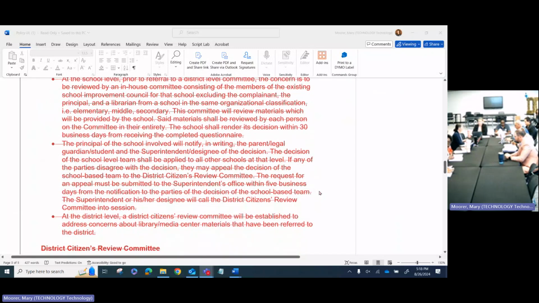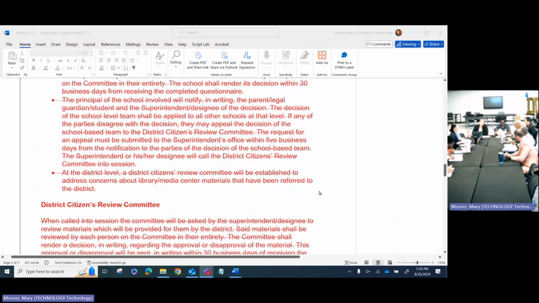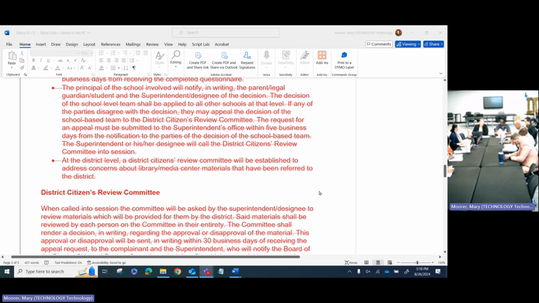It is the district's recommendation that we maintain a district review level process for materials prior to parents bringing that to the board. The regulation requires that parents make a reasonable request of the school or the district to try to resolve the issue before appealing the material to the board. And so it would be our recommendation that we maintain similar language to what we had before, which is a review by the district.